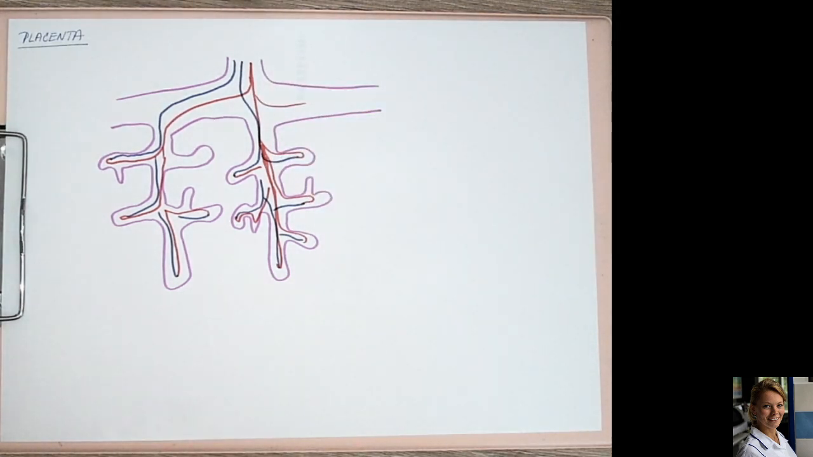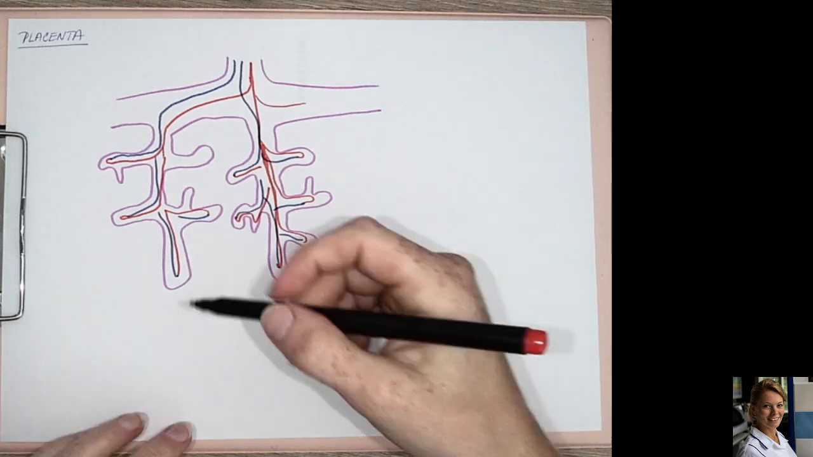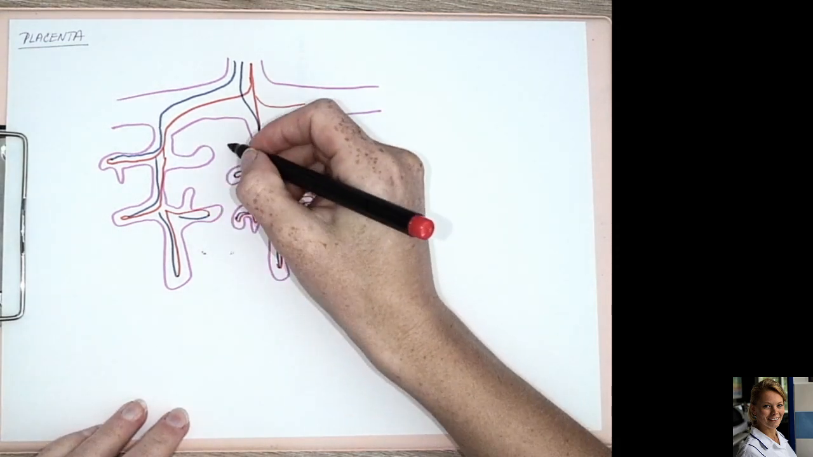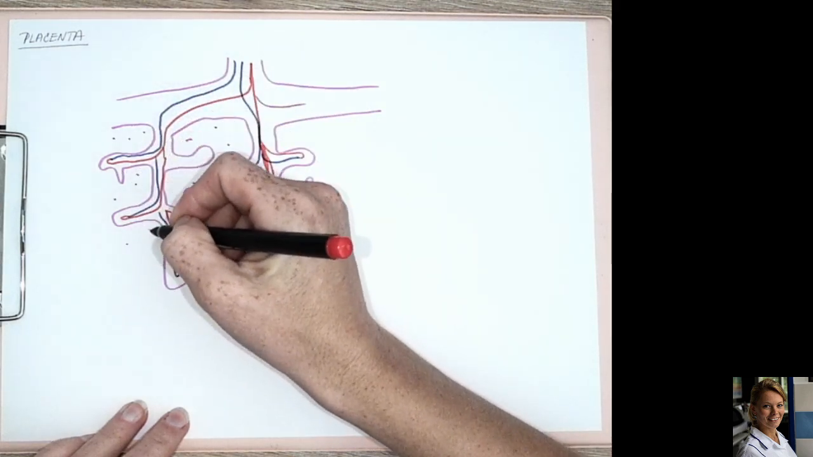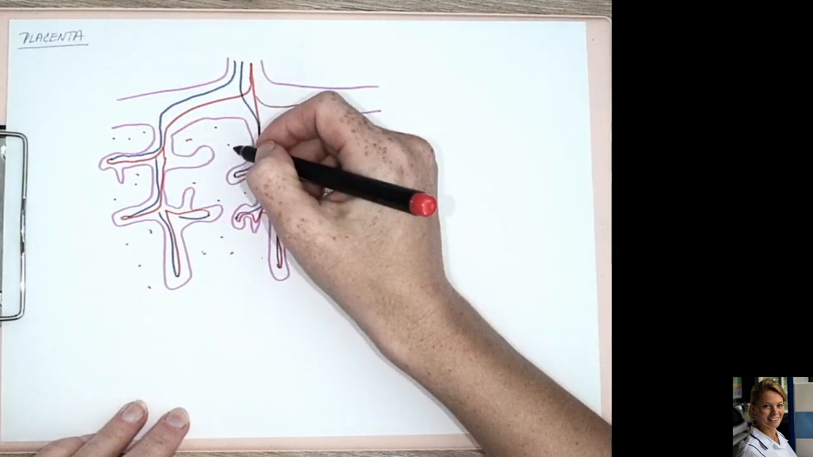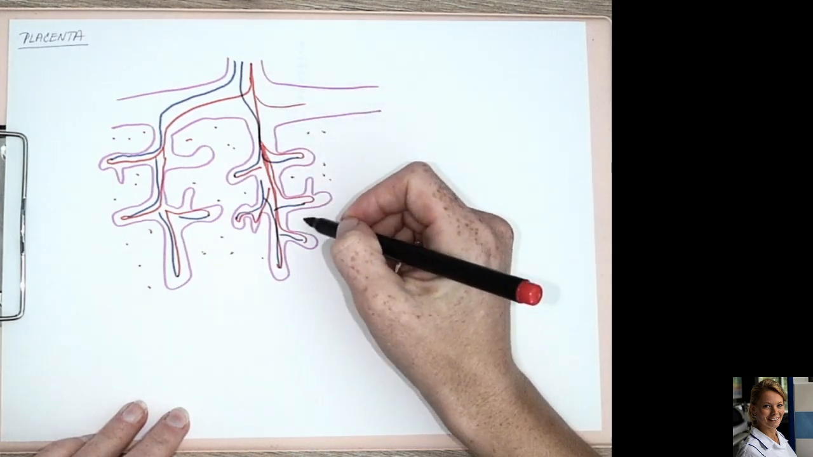Maternal blood circulation is open and the blood flows through the spiral arteries and freely spreads into the space between the villi called the intervillous space. Here is the maternal blood.